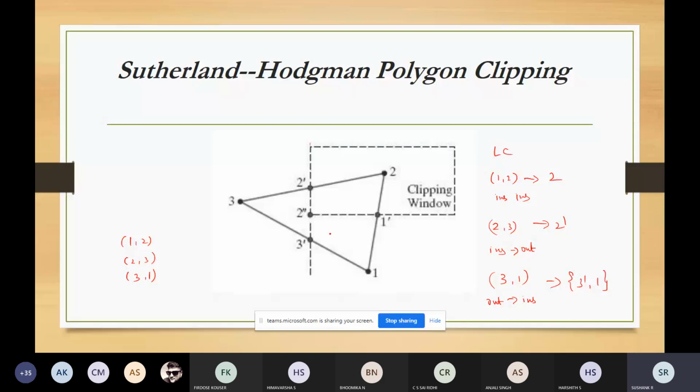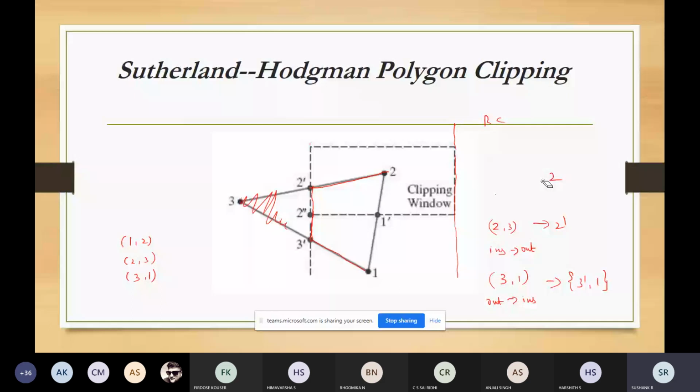So yes, after this left clipper, the region left is this part. So this is my region which is left, so this part will be removed. Now I will pass it through the right clipper. For my right clipper, first I will make a note of edges.